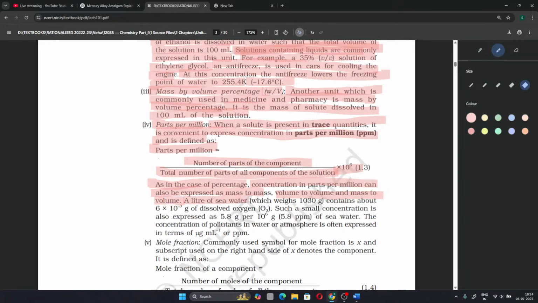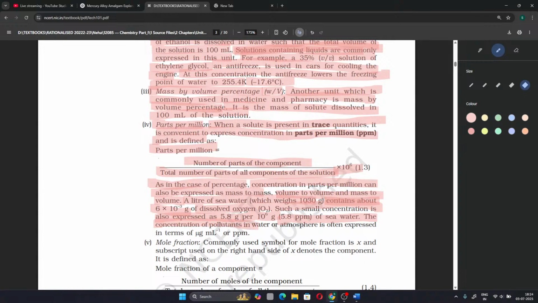A liter of seawater, which weighs 1030 grams, approximately 1000 grams, 1 kg, contains about 6 into 10 power minus 3 gram of dissolved oxygen. Such a small concentration is expressed as 5.8 gram per million grams, 5.8 ppm, parts per million of seawater.